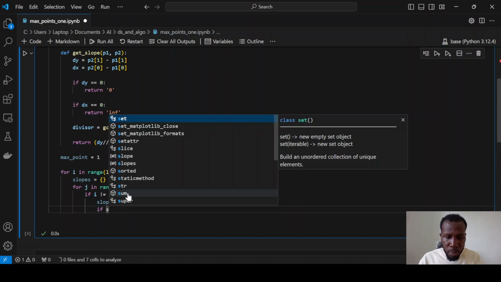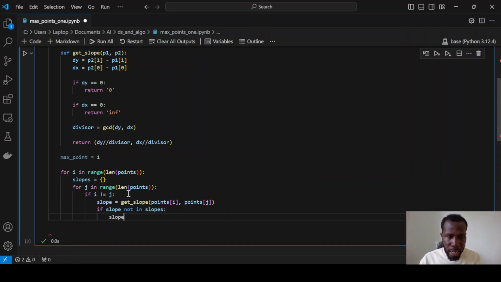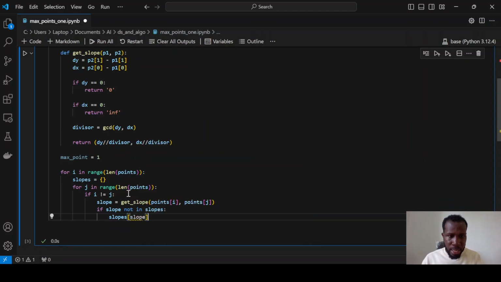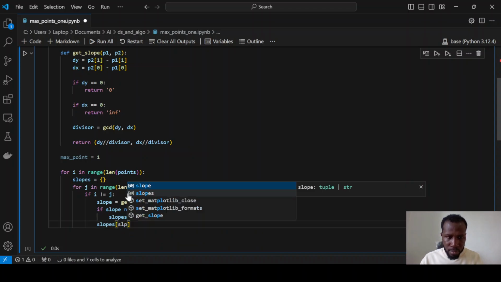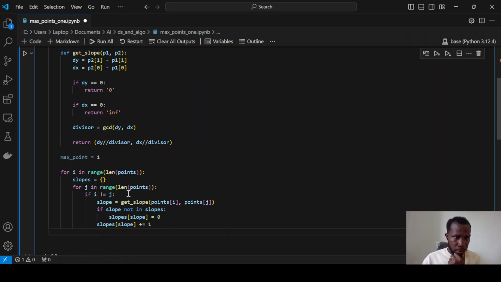So now, if this slope is not in the main dictionary of the slopes, you're going to create a dictionary and create the key for that slope. And you are setting 0 for now. And then we're going to increase it. I think it is down here.